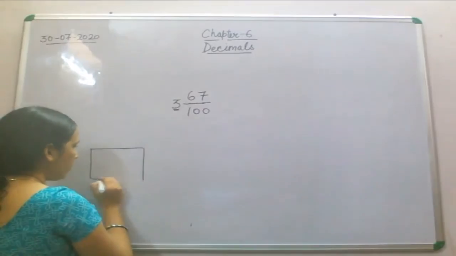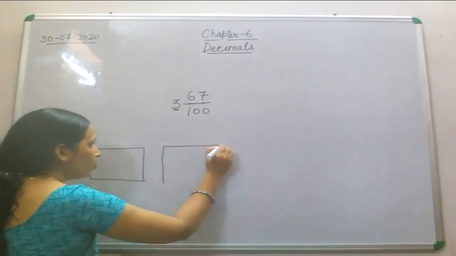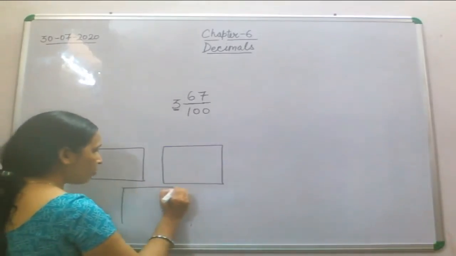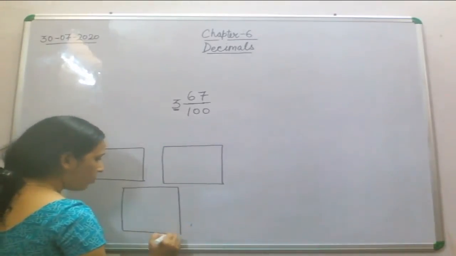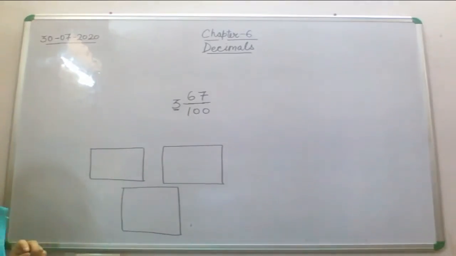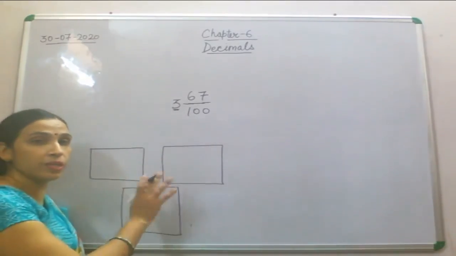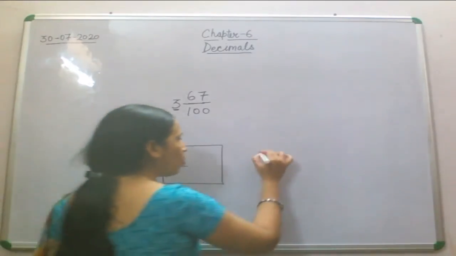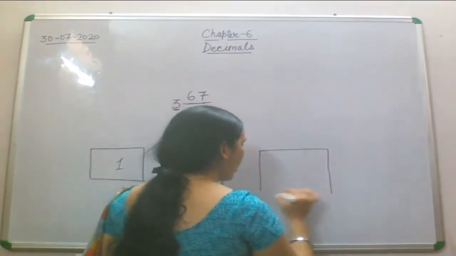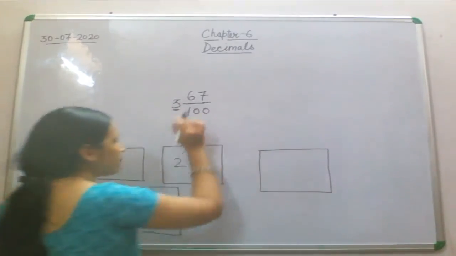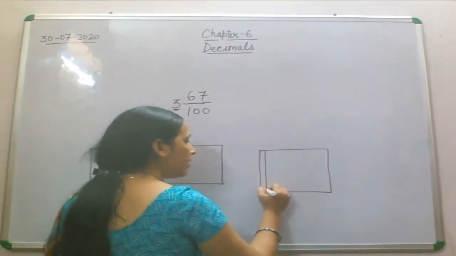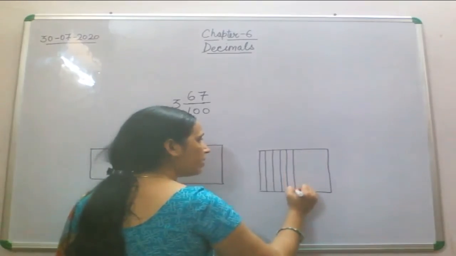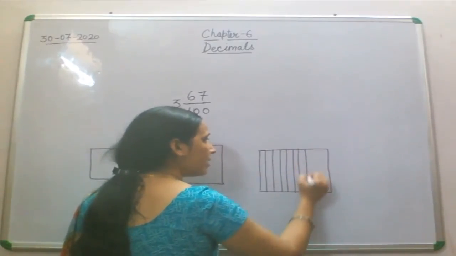Like we have 3 squares, 1, 2 and 3. 3 whole squares we have. Now these squares have been divided into 100 portions. So these 3 wholes are there. But the fourth one, which you have in this decimal part, 67, we have 100 parts here. And out of those 100 portions, 1 2 3 4 5 6 7 8 9 10.